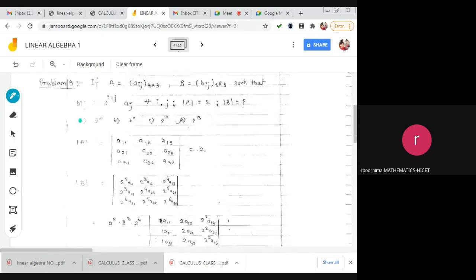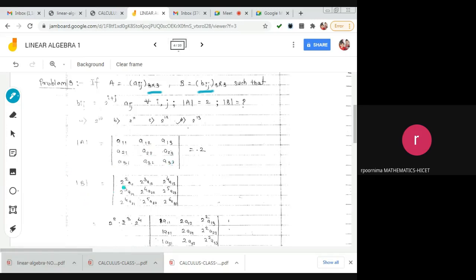Next problem. If A is Aij of a 3 by 3 matrix, B is Bij of a 3 by 3 matrix such that Bij is 2 to the power i plus j times Aij for all i and j, then determinant A is 2, determinant B. They will be asking the question. So the choices they have given. First you just write the determinant A. You will be considering a 3 by 3 general matrix: A11, A12, A13, second row A21, A22, A23, and third row A31, A32, A33.